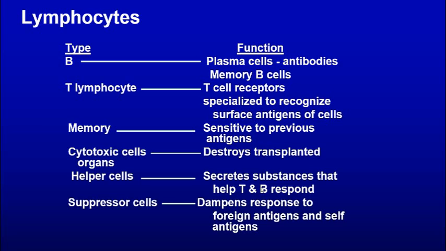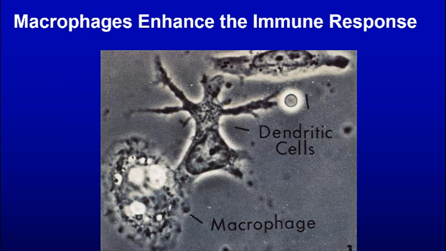Here we see a macrophage that is interacting with other cells. It has a dendritic cell that it's interacting with, and this is what the macrophage does. It takes some of the antigens, digests a little bit of it, and then presents it back to the other cells.